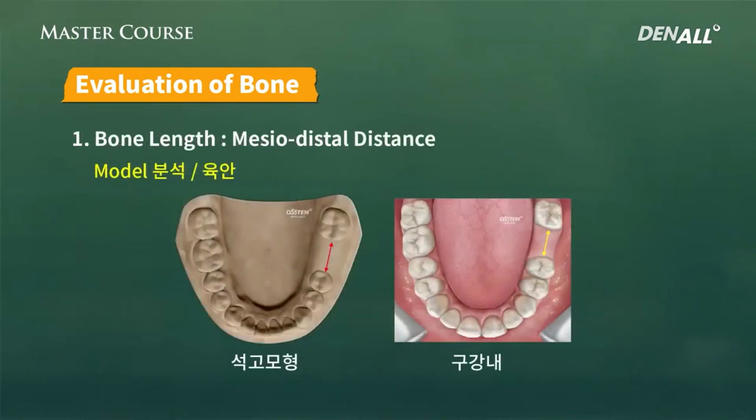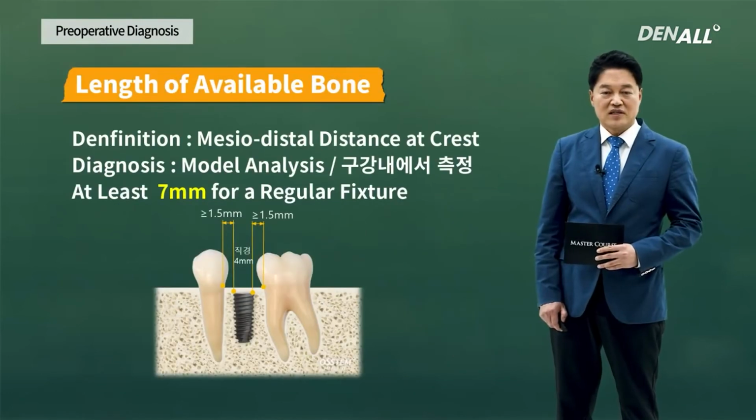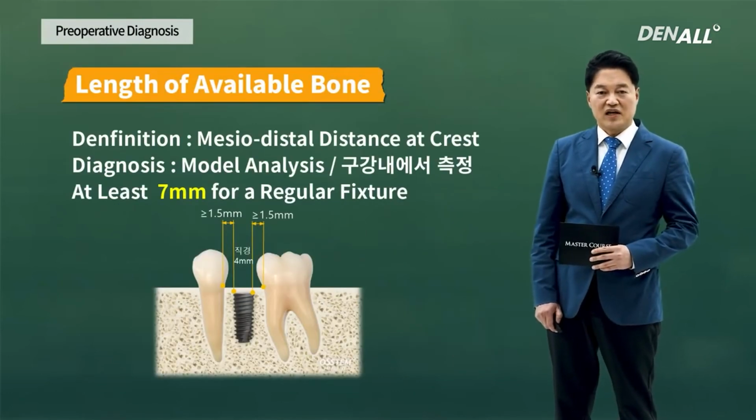Bone evaluation. Let's take a closer look. First is bone length, mesiodistal distance. You can use a plaster model or check within the patient's mouth, and you can check using vernier calipers. As I've mentioned, the length between natural teeth and fixture needs to be at least 1.5 millimeter.